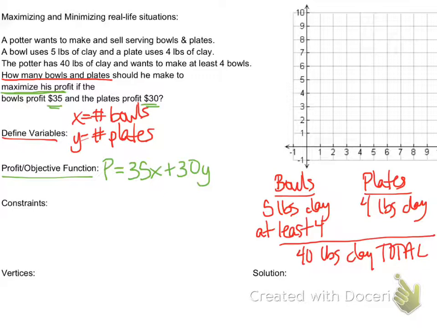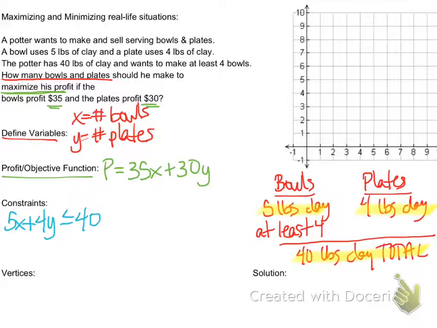And so now what should our constraints be? Well, 4 pounds of clay and 40 pounds of clay total should tell you that one of your constraints is 5 pounds of clay times the number of bowls plus 4 pounds of clay times the number of plates has to be less than or equal to the amount of clay we have. And so that will be our first inequality.